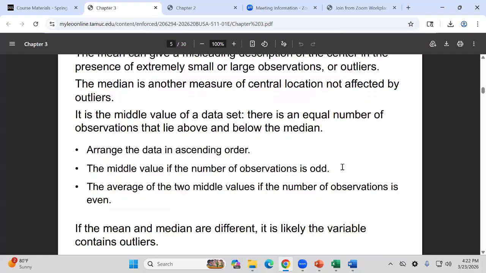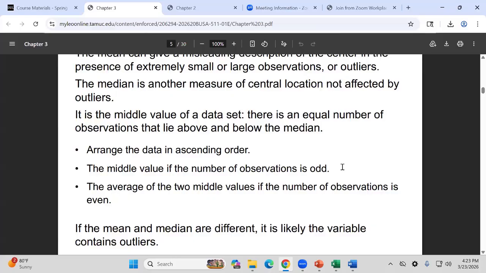Median is basically an average value, but it is another way of calculating a central value. First, we need to rank the data set from the smallest to the largest, or you can rank it from the largest to the smallest. It doesn't matter. Then you look at the value that is located in the middle. That will be the median value.